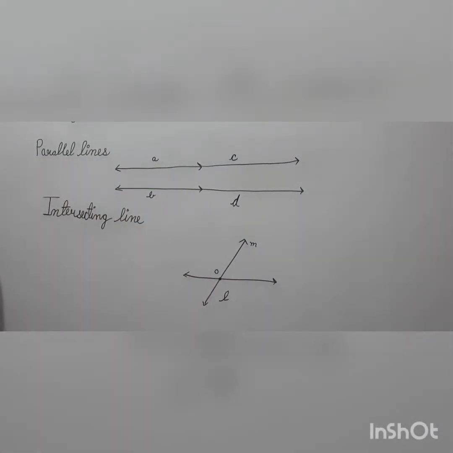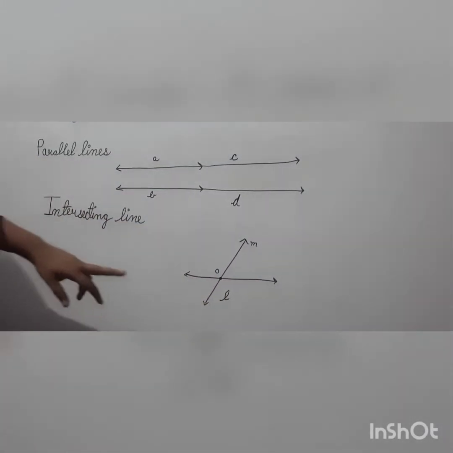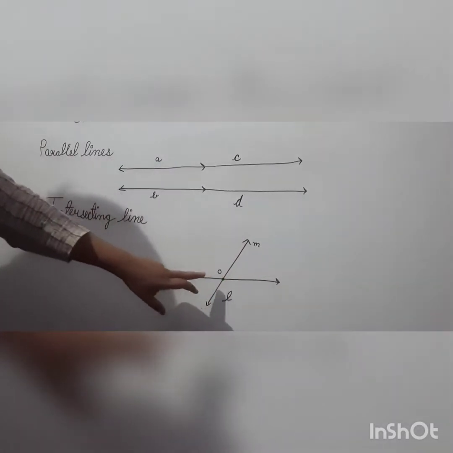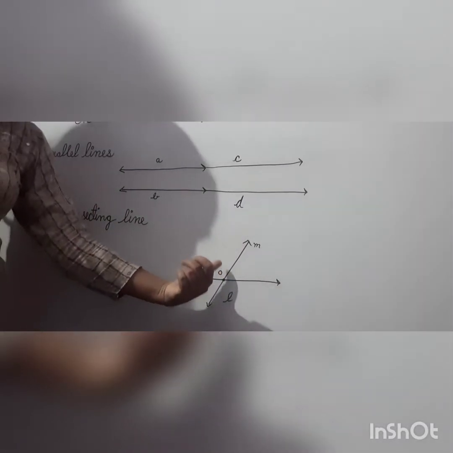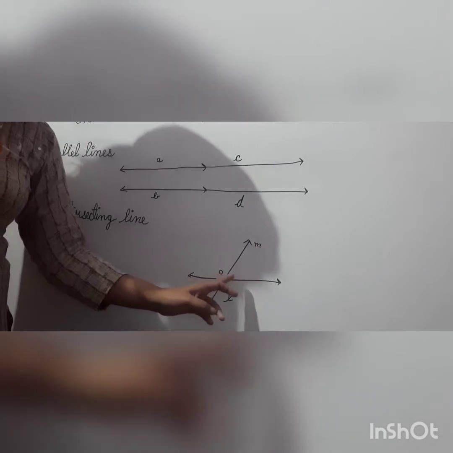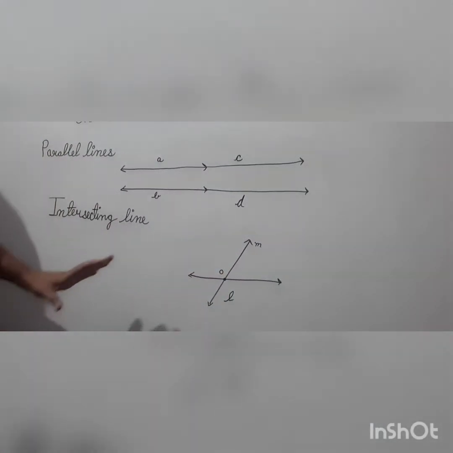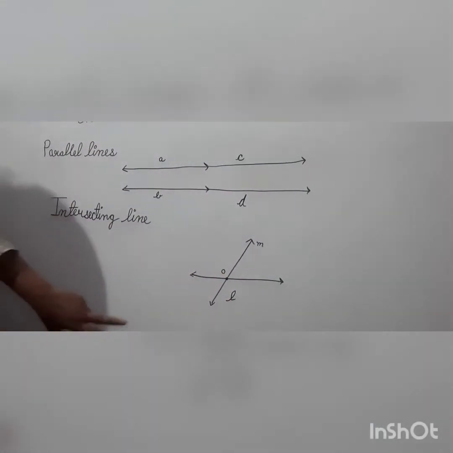Okay. Now what are intersecting lines? Two lines L and M intersecting at a common point O. This common point is known as the point of intersection. Okay class? This is called intersecting lines.